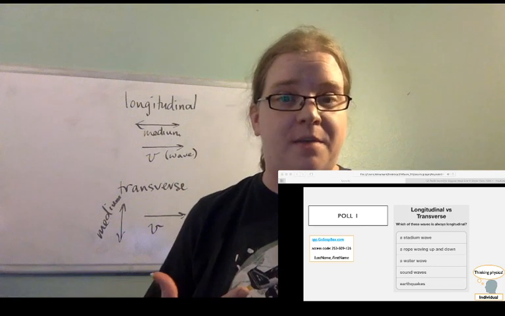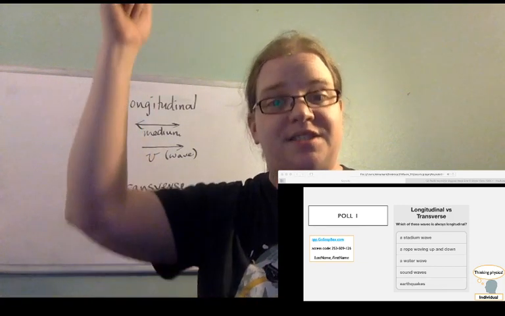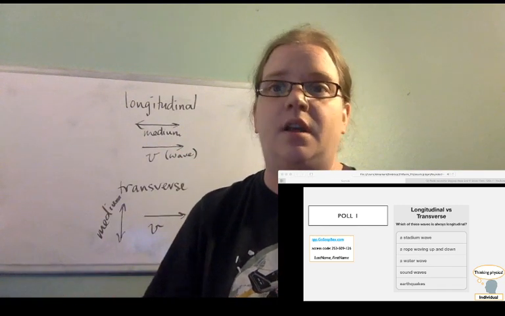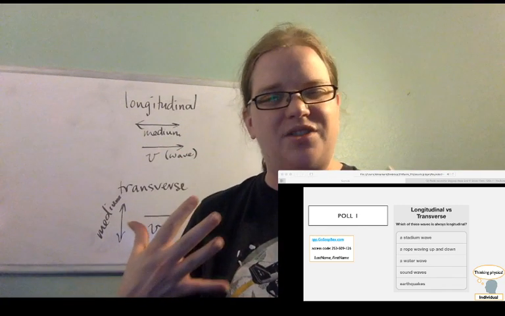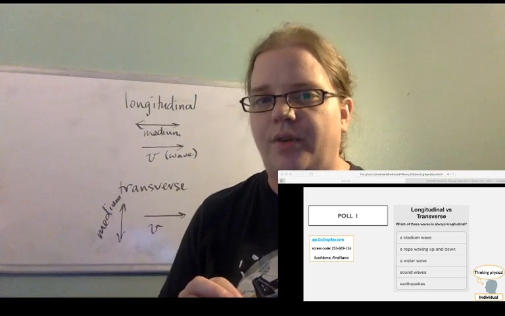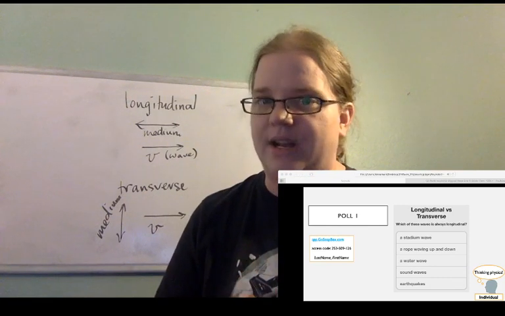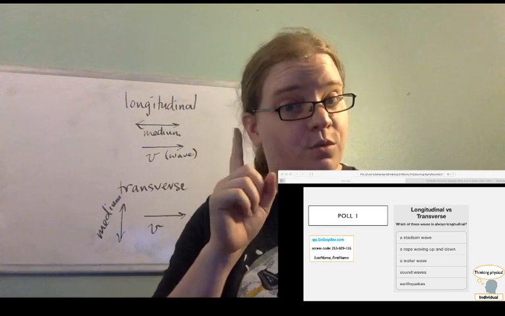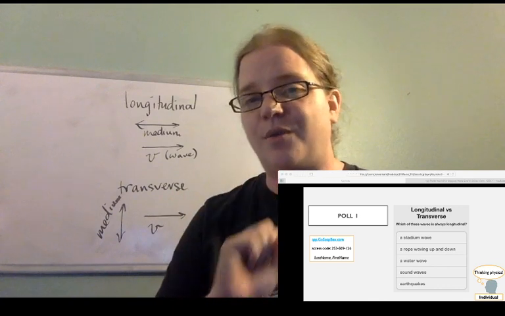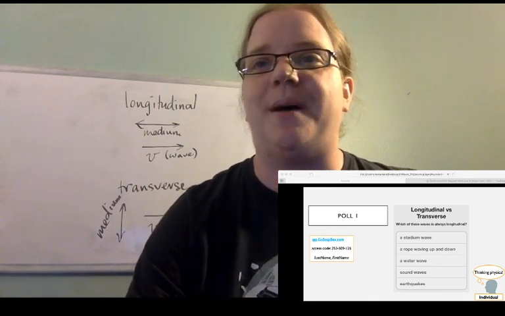A rope waving up and down, the rope waves because it's going up and down, but the wave moves sideways, that's transverse. Water waves are actually complicated. It could be a little bit of both, but it's not purely longitudinal. In fact, mostly it's transverse. Sound waves, now those are going to be longitudinal. We'll see the example next. Earthquakes are more complicated. We'll talk about those as well.